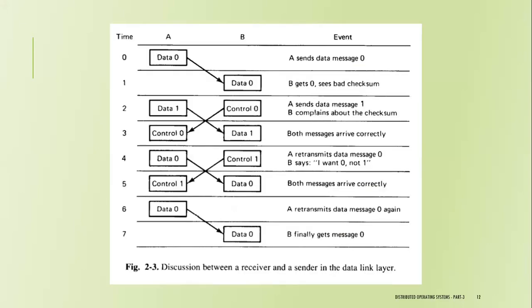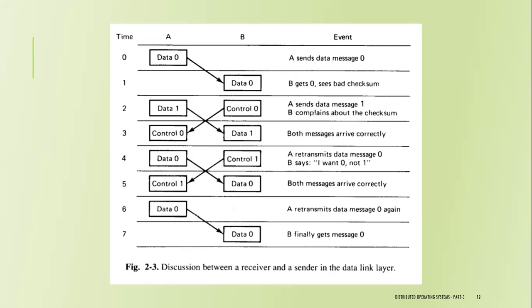In the figure shown on the screen, this is an example of A trying to send two messages, 0 and 1, to B. At time 0, data message 0 is sent, but when it arrives at time 1, noise on the transmission line has caused it to be damaged, so the checksum is wrong. B notices this and at time 2 asks for a retransmission using a control message.